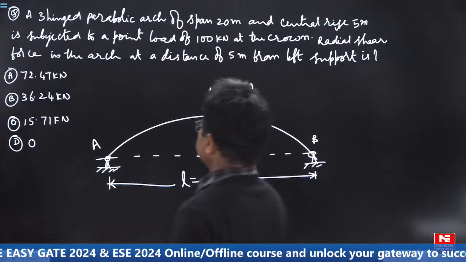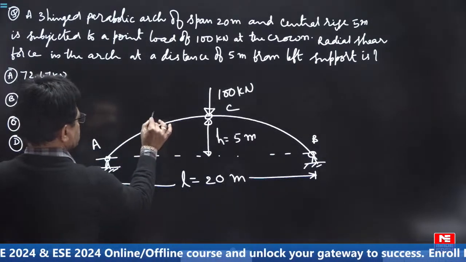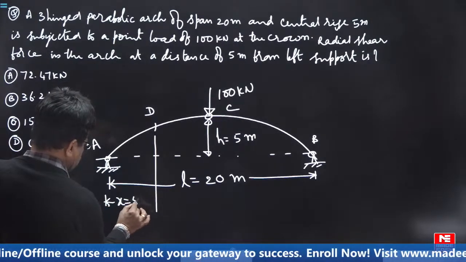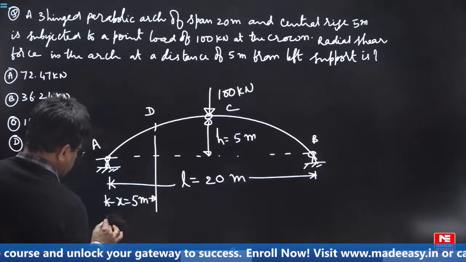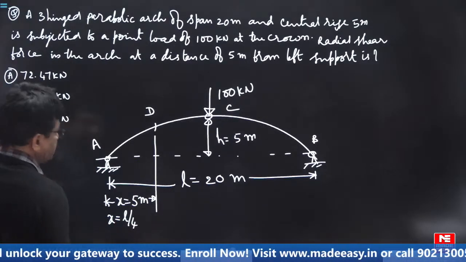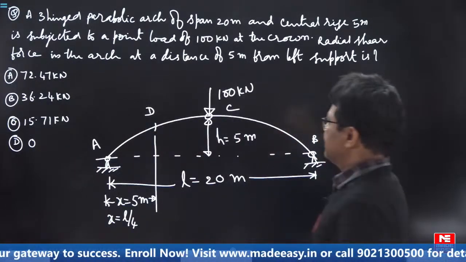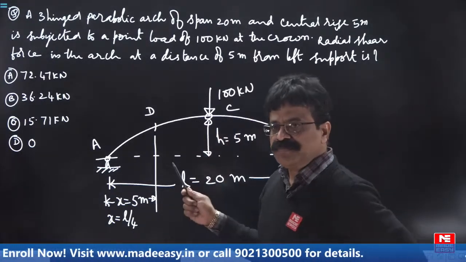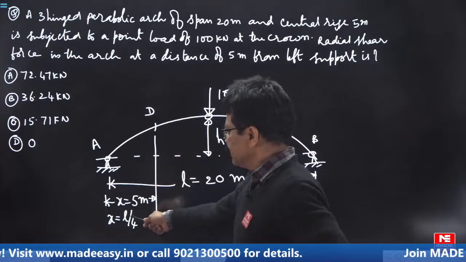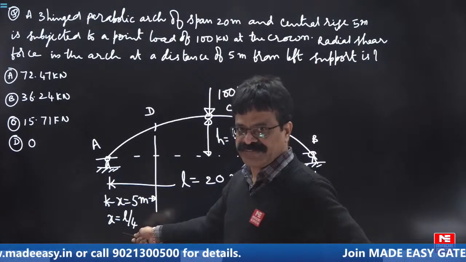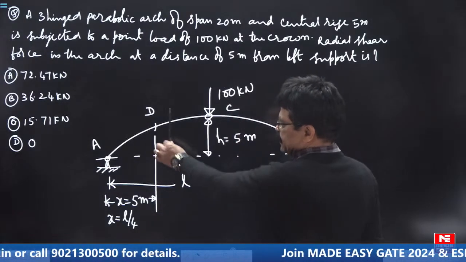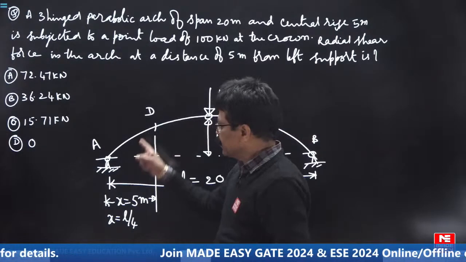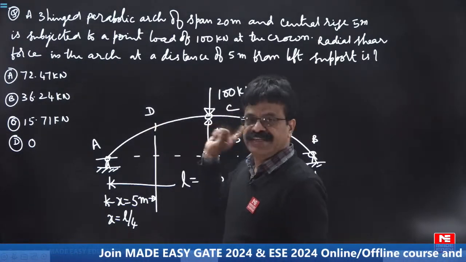Then radial shear force in the arch at a distance of 5 meters. This point let us say D. X is equal to 5 meters. That means X value is L by 4. Now we have studied in the arches that when the load is at crown, absolute maximum negative bending moment will happen at a distance of L by 4, 0.25 L. If you take a section XX at 0.25 L, keep the load at the crown, you will get absolute maximum negative bending moment at D.